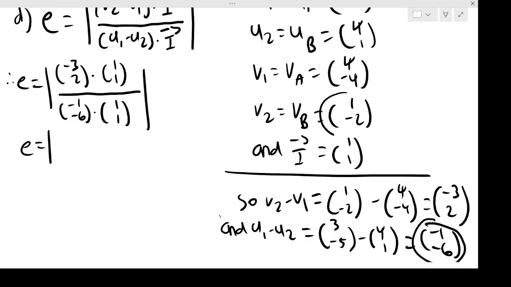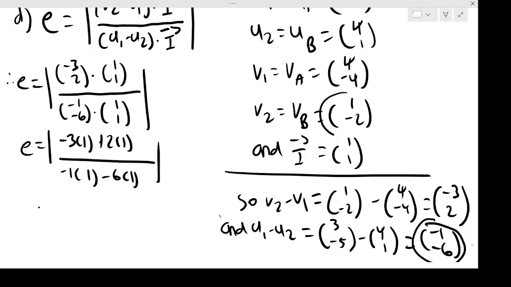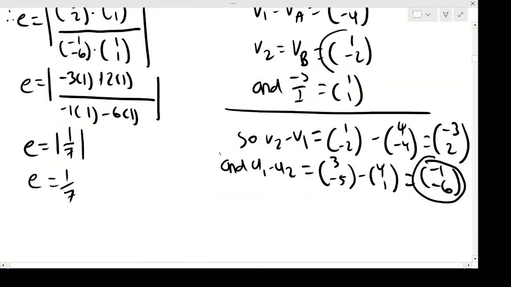That's just back to when we looked at vectors. So that's going to be minus 3 lots of 1 and 2 lots of 1 on the top, and then minus 1 lots of 1, minus 6 lots of 1 on the bottom. If we work that out, we get 1 over 7. And actually that's also positive, so we can just drop the magnitude and get positive 1 over 7 for the coefficient of restitution. And there we are, that's my coefficient of restitution.